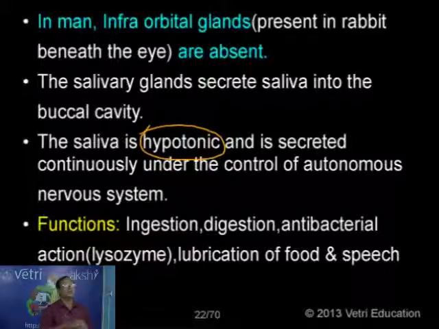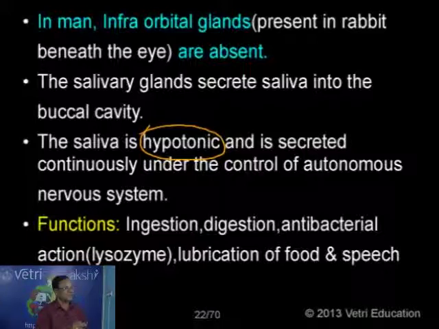And it is being secreted continuously, on seeing the food or smelling the food, by means of the autonomous nervous system. So it is under the control of the autonomous nervous system. On seeing the food or simply smelling the food, or when we have the food in the mouth cavity, automatically the secretion is done by the salivary glands. So it is an involuntary process. The salivary secretion is a reflex activity.